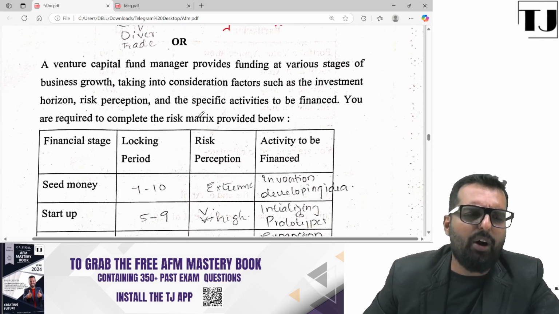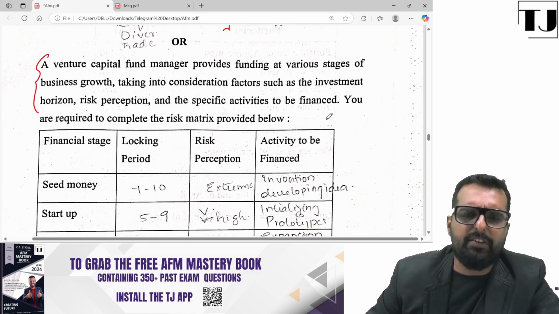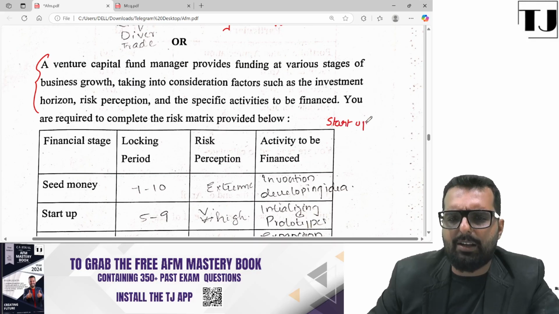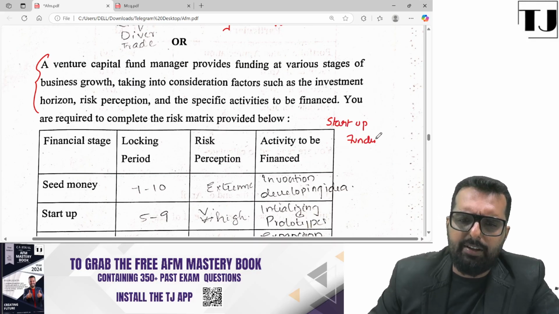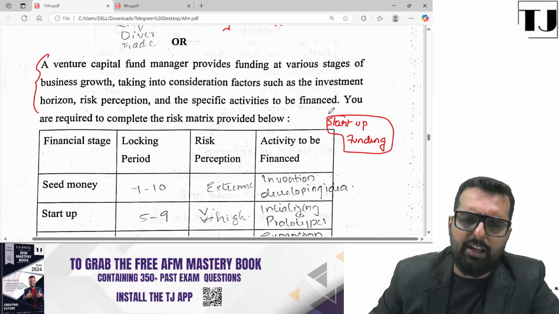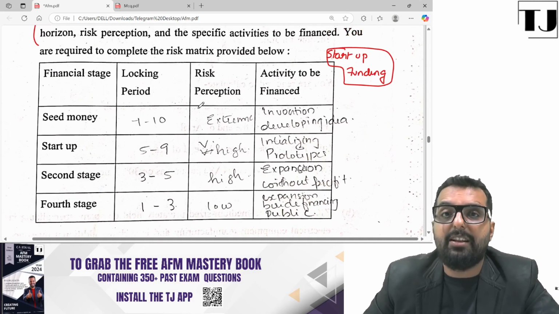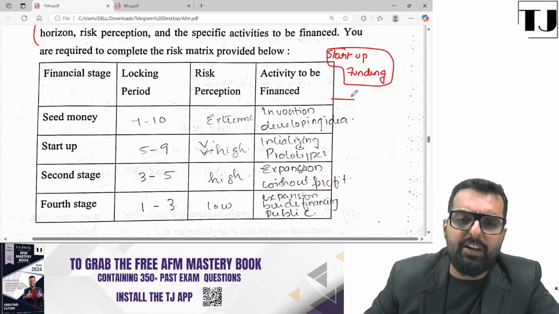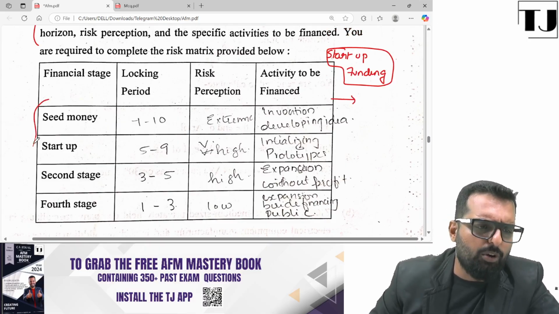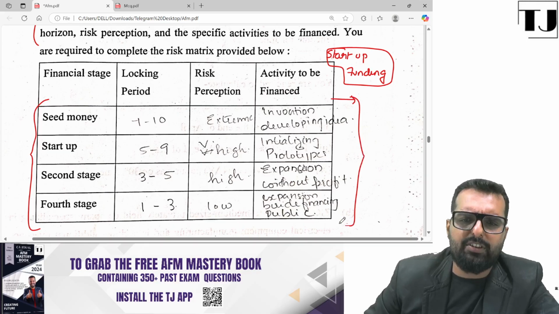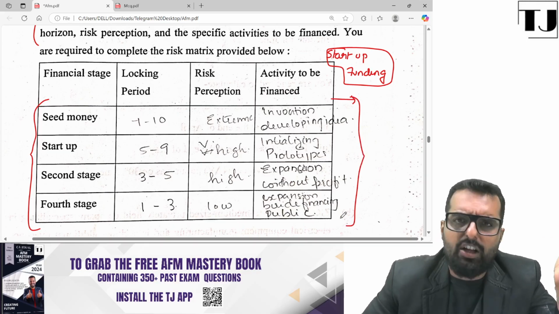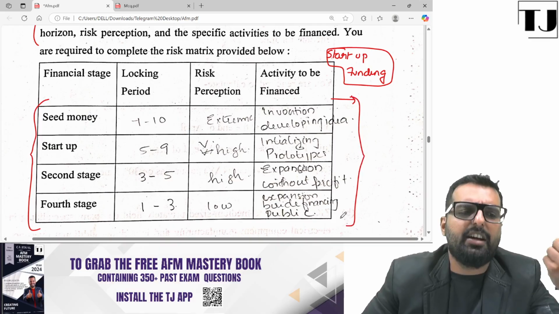Okay. Or they have a question on VC. This is a question from this chapter of startup funding. Again, this theory of startup funding has already been covered, and this particular table, even though was not there in the PPT that I have given you, I had given a reference to refer this in the textbook, because these are the 4 types of stages that you have over there. Seed stage, startup, second stage, fourth stage.